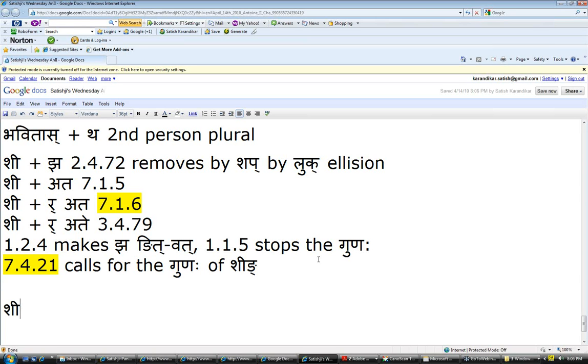By the way, this nga of the dhatu shing makes it an atmanepadi dhatu, because of 1.3.12, which says that any dhatu which has this nga as an it, or which has the anudatta swara on the it letter, anudatta nyata atmanepadam.